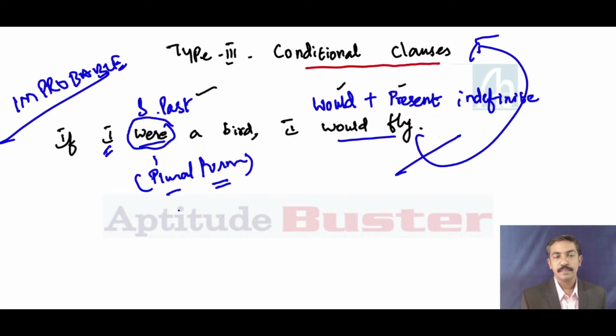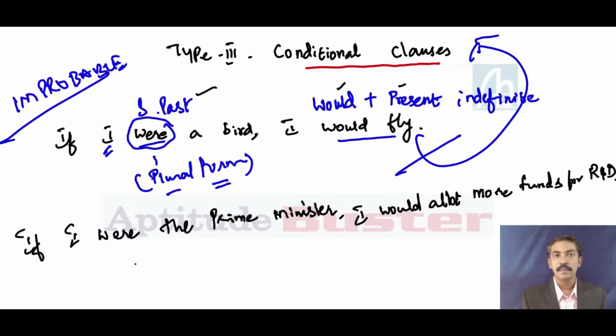For you to attain better clarity, I'll give you one more example to elucidate why this particular verb must be in plural. Look at this example. If I were the Prime Minister, I would allot more funds for R&D. With the very meaning of the sentence, we can understand we are expressing a condition which is completely imaginary, or a condition which will never happen. You have to say if I were, meaning you are making an imaginary guess. This has to be in plural. You cannot say if I was a Prime Minister.